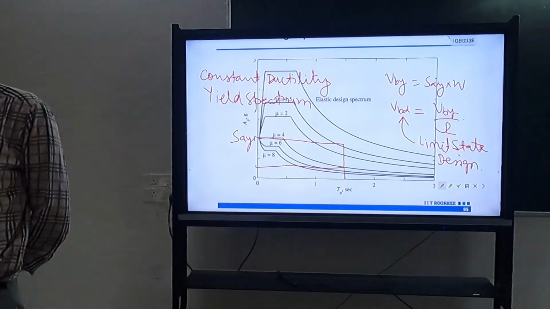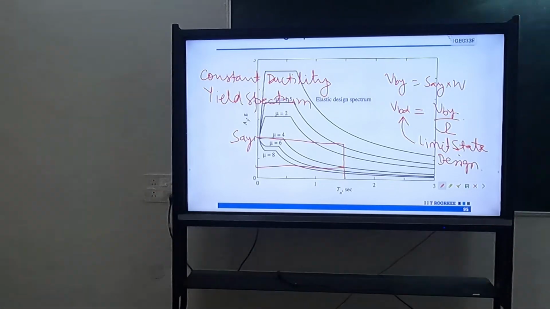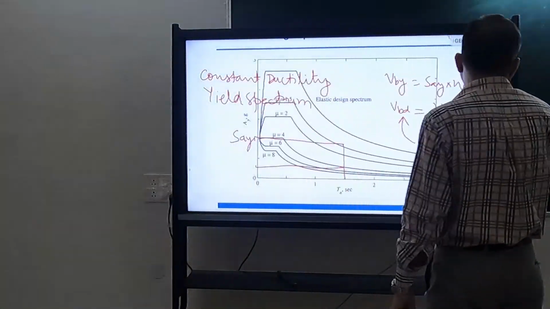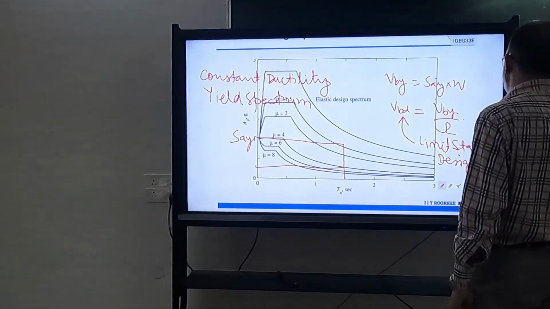Sir, you are saying that if this is the capacity curve, VY versus delta, this delta I can't increase for a particular member, but I can reduce this force here. I will design for this force, and the maximum force, the yield force that the member can take, is this much VBY. No. Let me explain the way you are thinking.